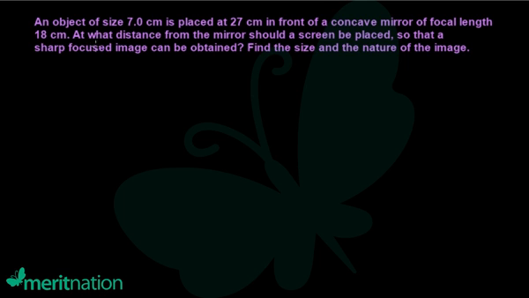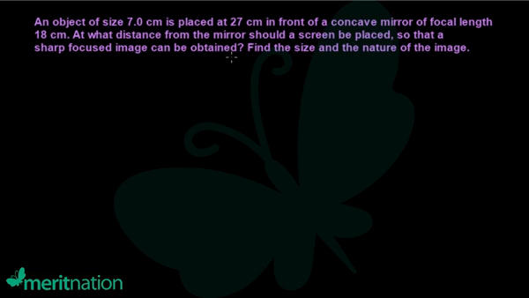Now let's look at this question. For this question, it is given to us that an object of size 7 cm is placed at a distance of 27 cm in front of a concave mirror whose focal length is 18 cm. So we have to find out the place in front of the mirror where we can place a screen so that an image can be obtained.